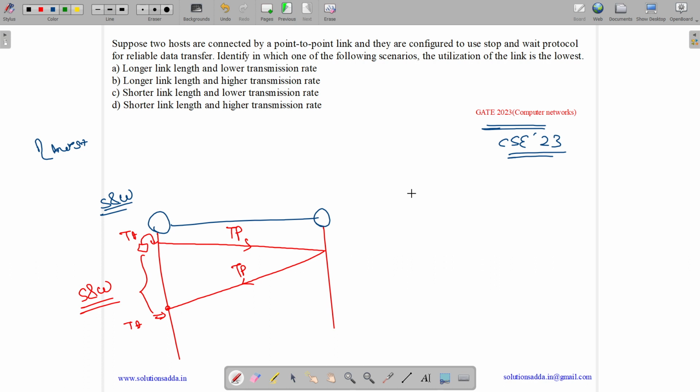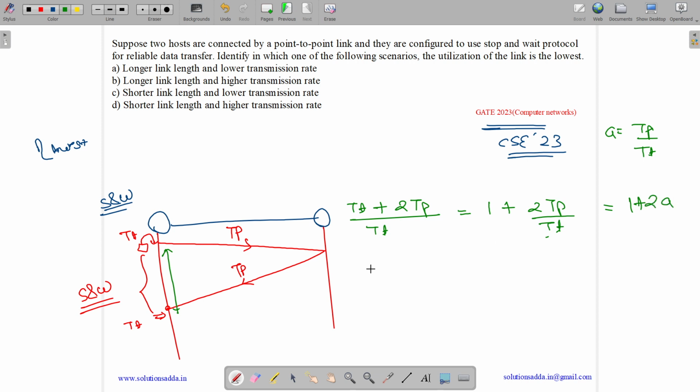So how many packets can we send in this window? The total window is TT plus 2TP. How many packets can we send, as each packet takes TT time to be transmitted? We can send 1 plus 2TP by TT packets in this total time, and let us call this factor A, where A equals TP by TT. So we can send 1 plus 2A packets, but how many are we sending?